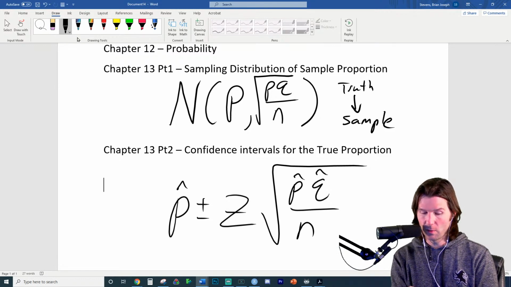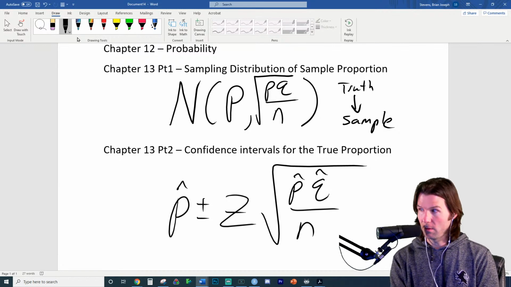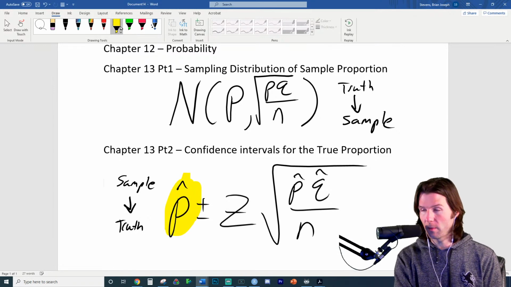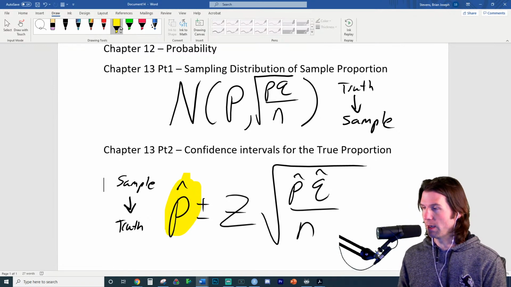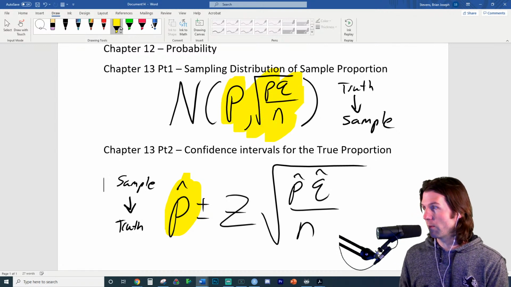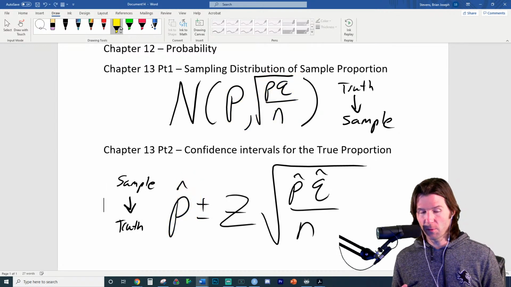In part 2, we start with a sample, and then the sample tells us something about the truth. So if you notice right here, we're using the sample to make an interval for the true proportion. And up here, we're using the truth to tell us what we might see in a sample. So the questions differ a little bit.